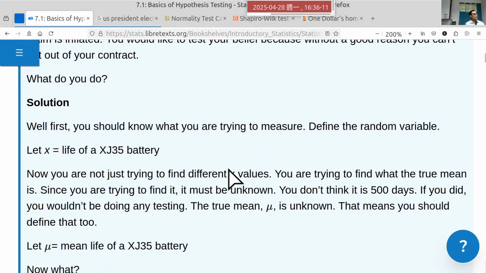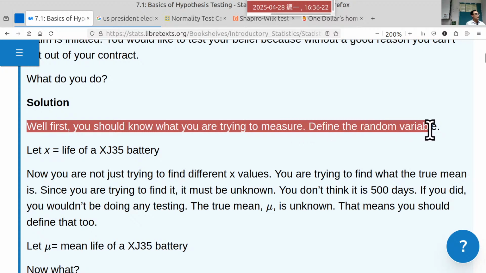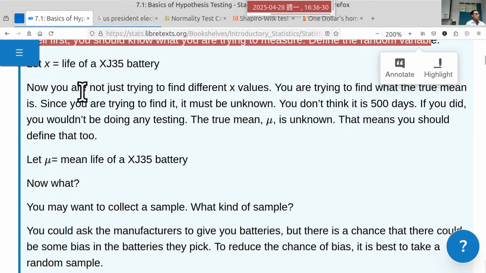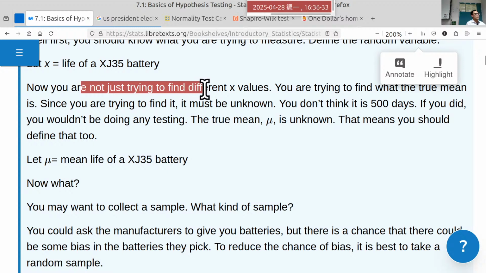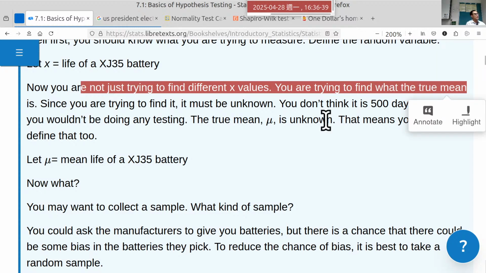First you should know what you are trying to measure. Define the random variable: let x equal the life of a battery. Now you are not just trying to find different x values. You are trying to find what the true mean is.